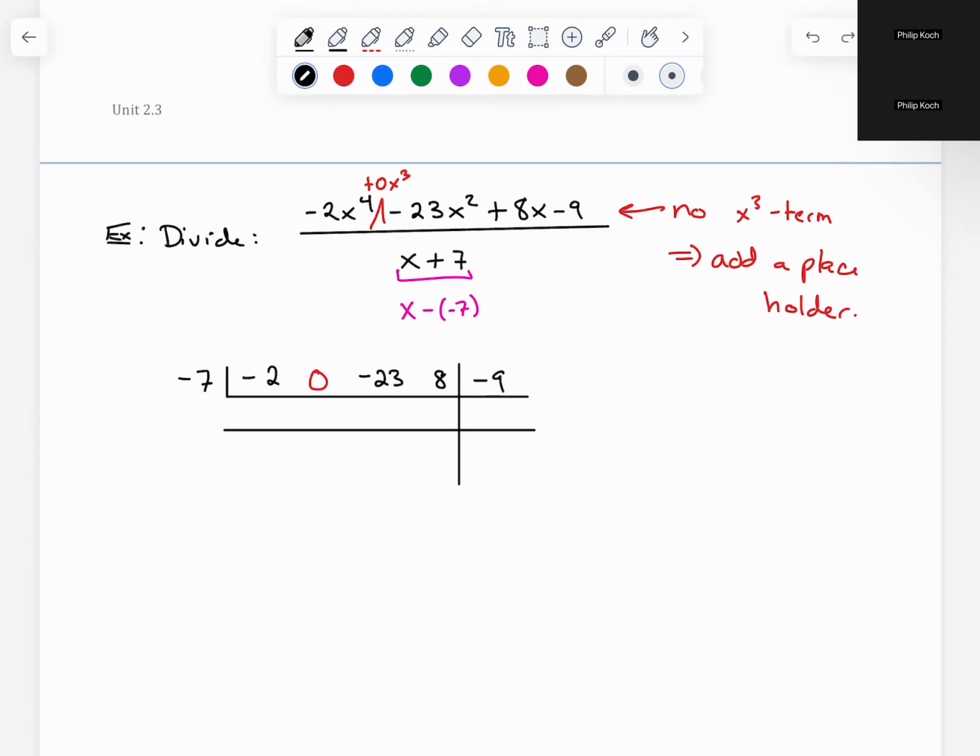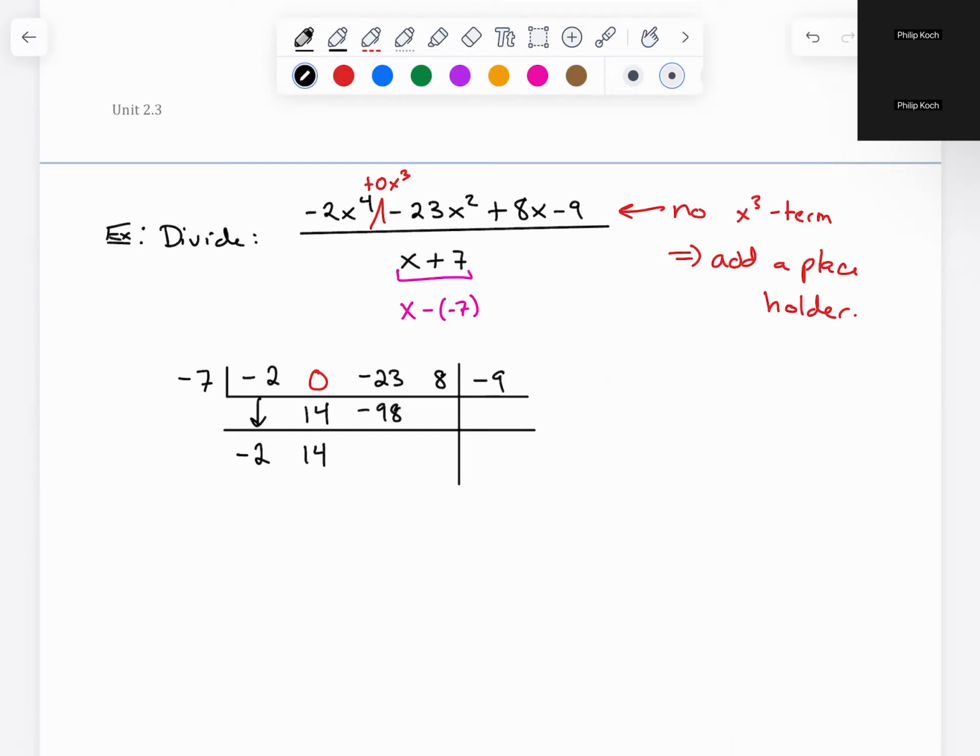So if you remember the trick, the first entry in the first column always comes directly down. And then after that, it's always multiply diagonally, add vertically. So negative 7 times negative 2 is positive 14. 0 plus 14 is 14. 7 times 14 is 98. I think it's 98, but let's see. Am I right? 7 times 14. Yeah, 98. So negative 98.